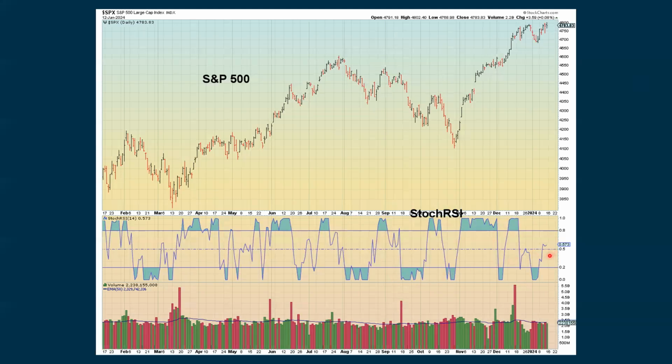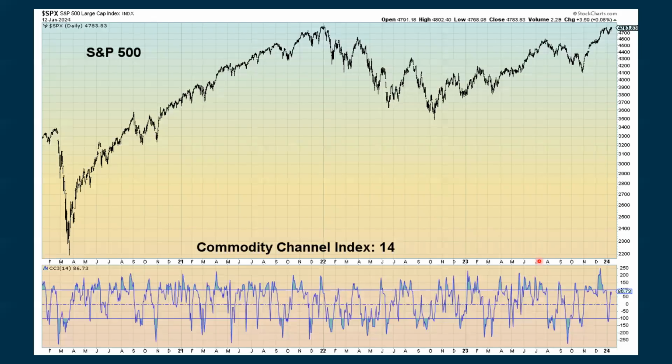Right now, we're just about in between. We're not getting an extreme reading. We have a couple of other short-term indicators that are already extreme, but this is not one of them, so I haven't been showing this.